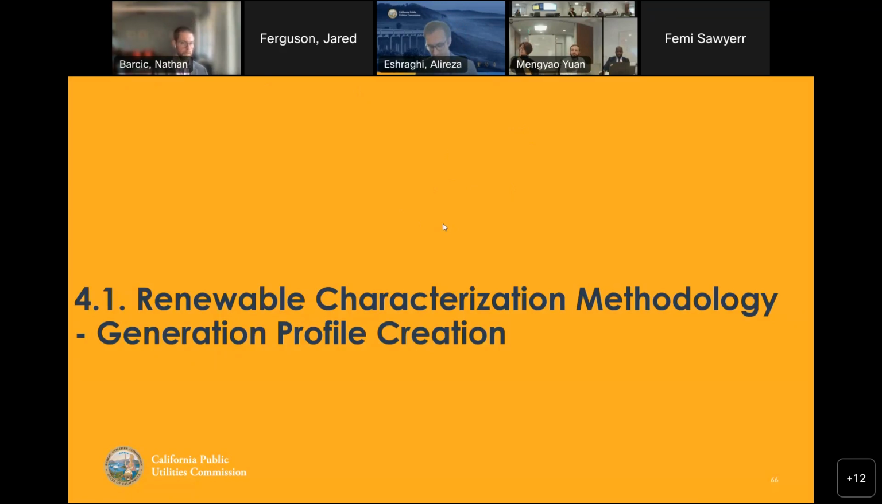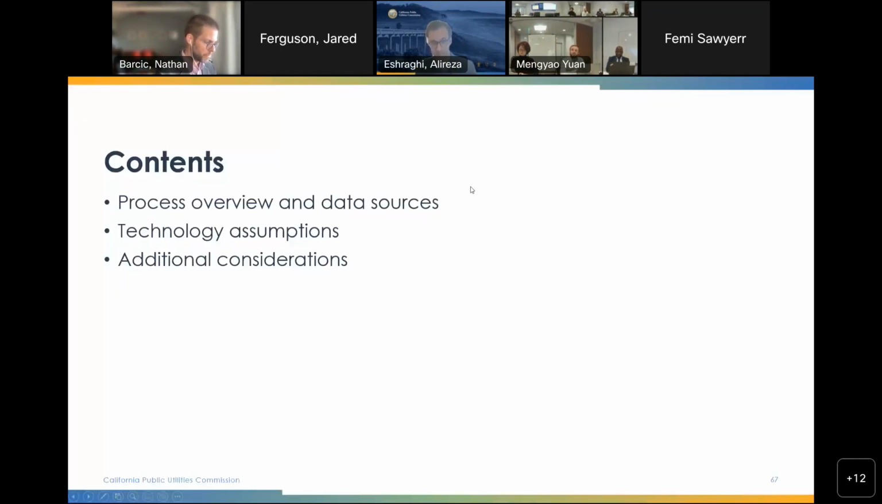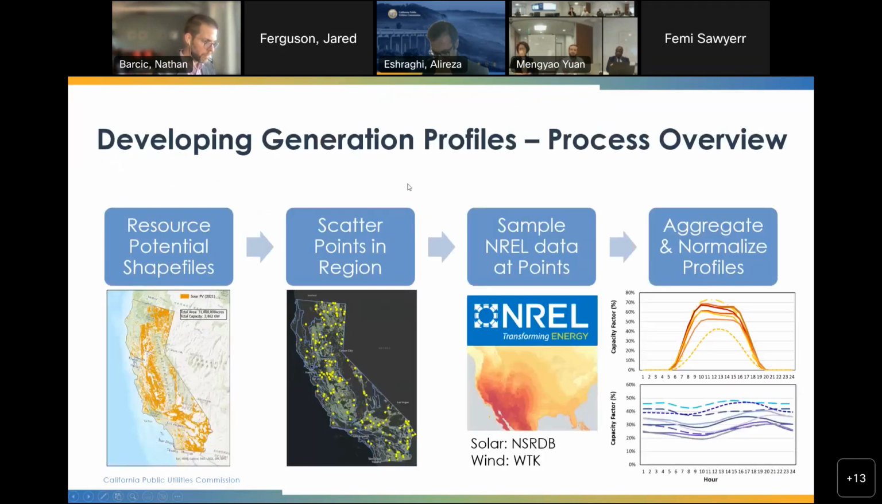My name is Charlie Duff, and I specialize in renewable resource potential as well as generation profile development here. So we're going to talk about a few things today. First, the process for developing those renewable profiles for use in the CPUC IRP and how they connect to what Femi was just talking about with regards to the way in which we characterize the resource potential and create the different regions and resource options, and what data sources we use for those underlying resource profiles. We'll also talk about the technology assumptions that go into that, and then some additional considerations. So to dive in, it's on the next slide here.